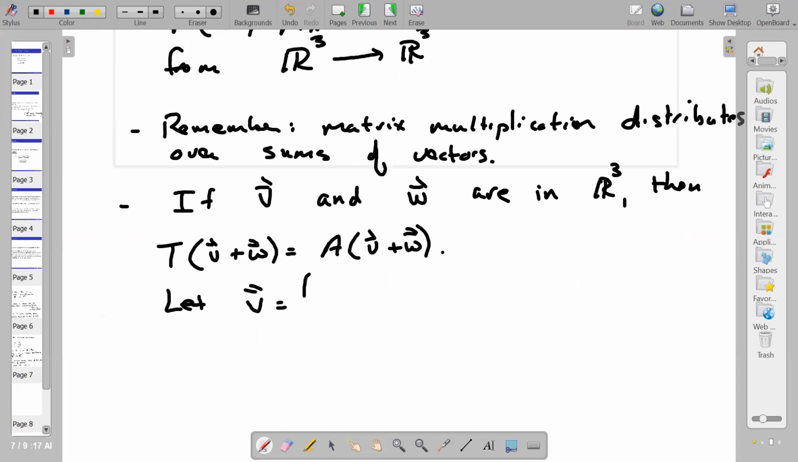Just in terms of symbols, I have to say what I mean. Let v be v1, v2, v3, just writing them down as a column. And let the vector w be w1, w2, w3. These are just the numerical entries, just numbers.